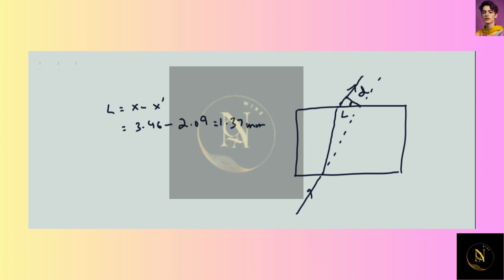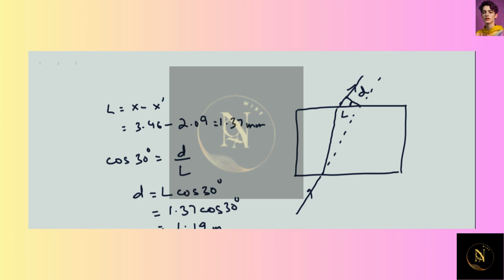But then we are interested in finding this distance d here, the perpendicular distance between them. So this angle here is going to be 30 degrees in this right triangle. L is the hypotenuse, d is the adjacent. So we can say cosine of 30 degrees is equal to d over L, or in other words, d is equal to L times cosine of 30 degrees, which is 1.37 times cosine of 30 degrees, which comes out equal to 1.19 millimeters. So the two rays would have a distance of 1.19 millimeters between them.